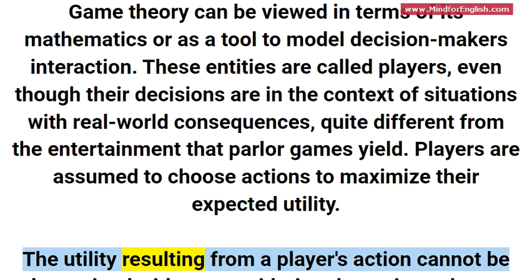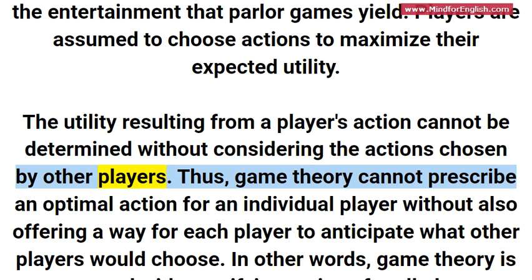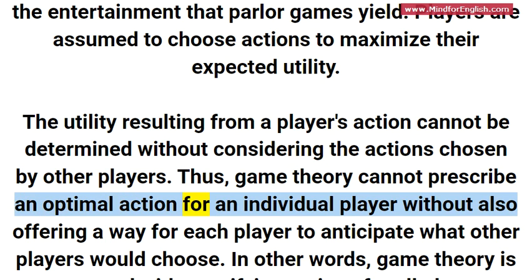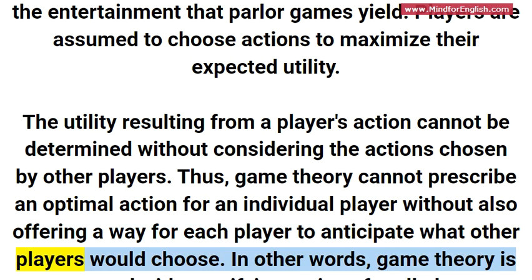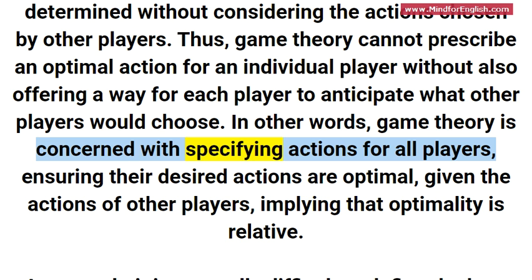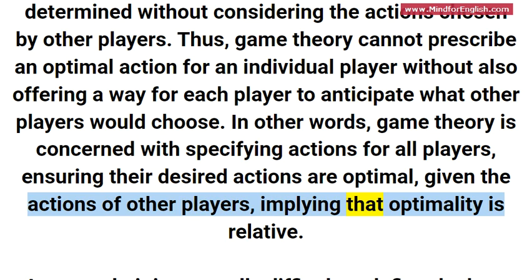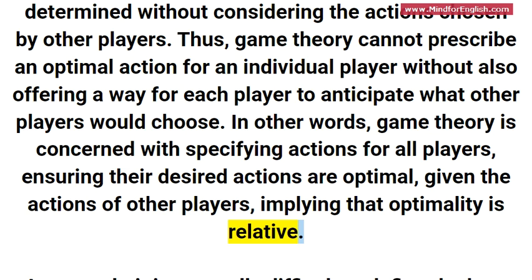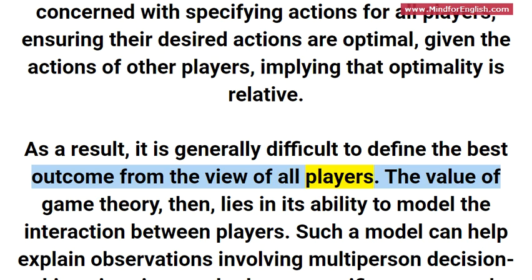The utility resulting from a player's action cannot be determined without considering the actions chosen by other players. Thus, game theory cannot prescribe an optimal action for an individual player without also offering a way for each player to anticipate what other players would choose. In other words, game theory is concerned with specifying actions for all players, ensuring their desired actions are optimal, given the actions of other players, implying that optimality is relative. As a result, it is generally difficult to define the best outcome from the view of all players.